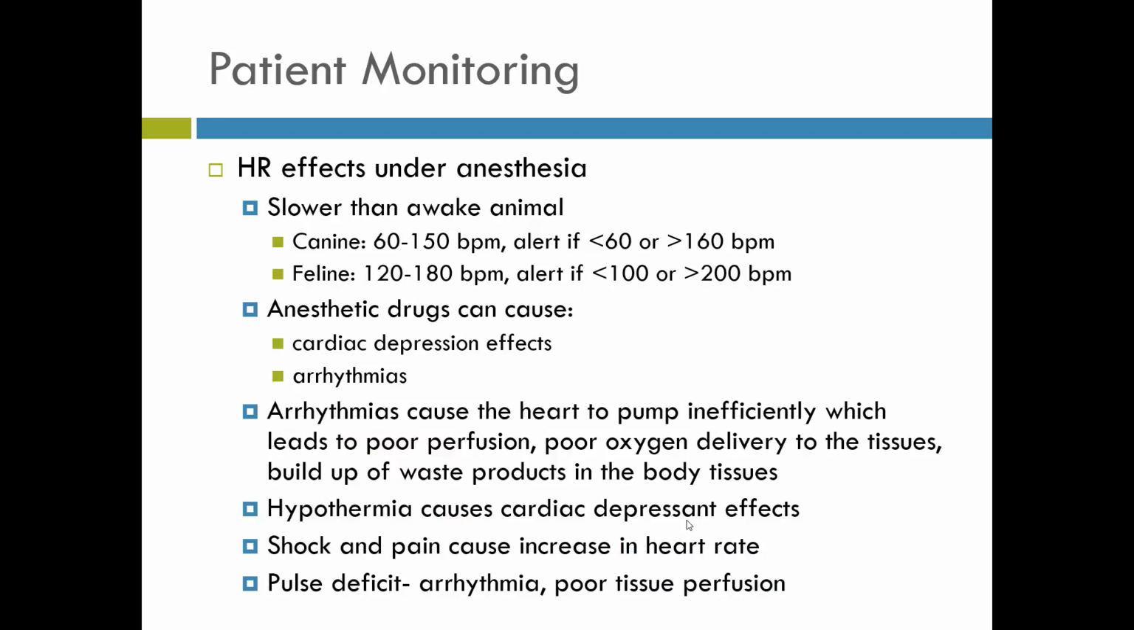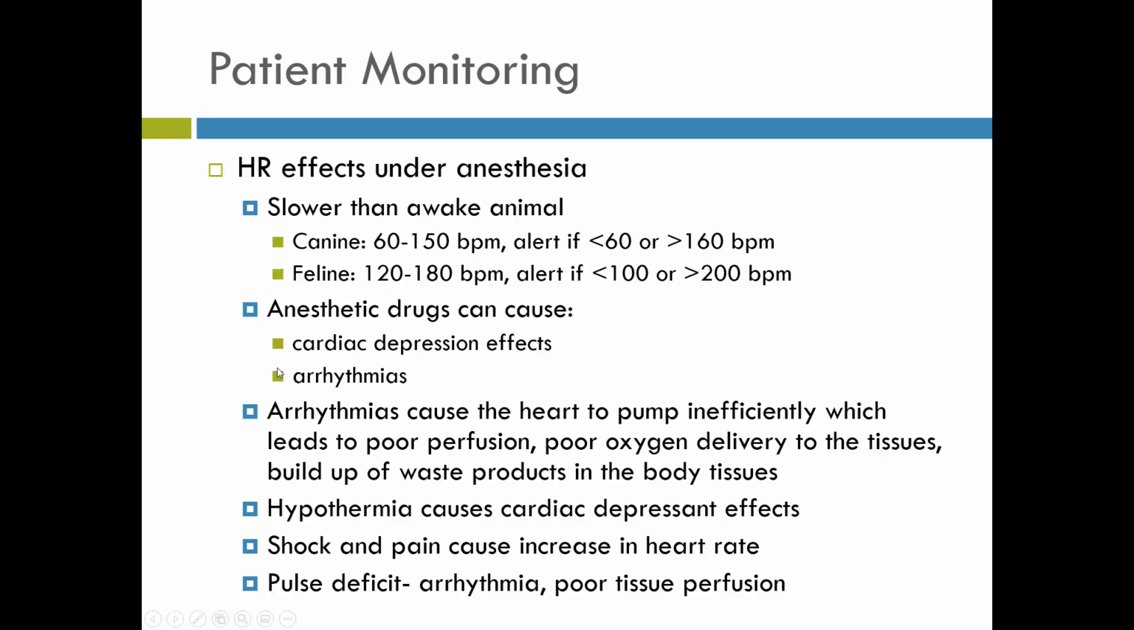Heart rate under anesthesia is going to be slower than an awake animal. You do need to understand these parameters here. If they're going to be lower or higher, you need to alert doctors, between dogs and cats. So dogs, this is their normal heart rate. If it's lower or higher than these, we need to contact a doctor. Sometimes with our smaller dogs, it's going to be a higher heart rate. With our cats, they usually have a high heart rate. Again, we want to make sure we notify a doctor if it's too high or too low.